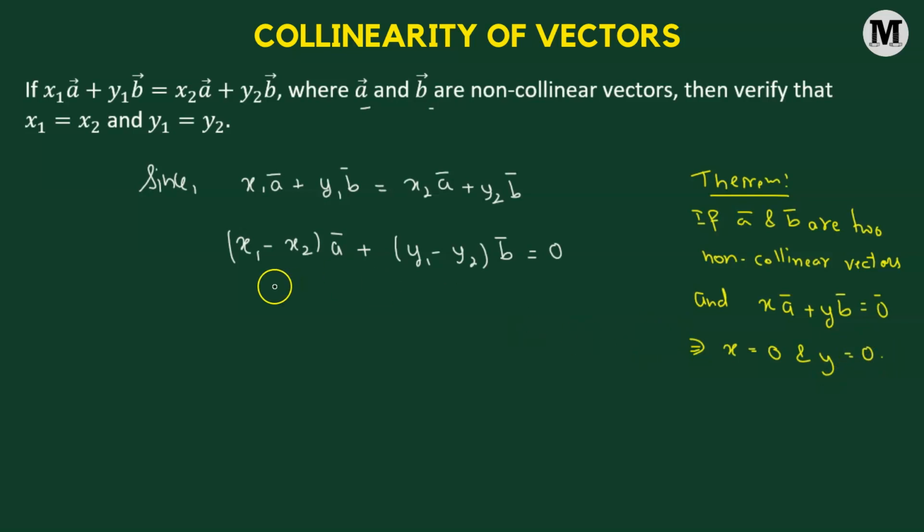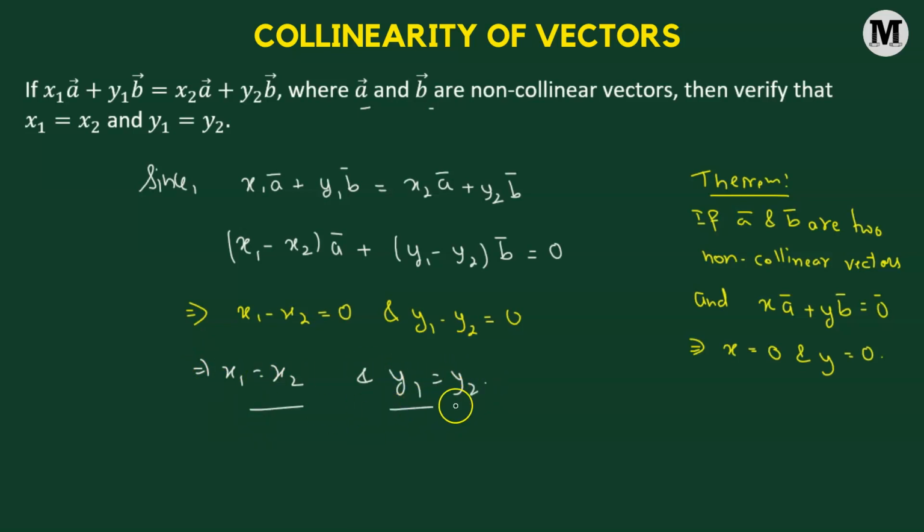So if we use this theorem, this implies that x1 minus x2 must equal 0, and y1 minus y2 must equal 0 as well. Now when we solve for this, we get x1 equals x2 and y1 equals y2. So we have successfully proved that x1 equals x2 and y1 equals y2, provided this particular equation holds true where a and b are two non-collinear vectors.